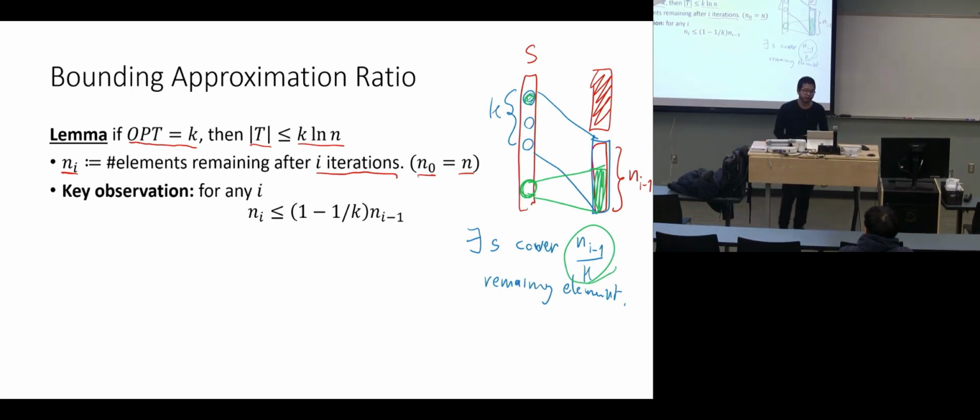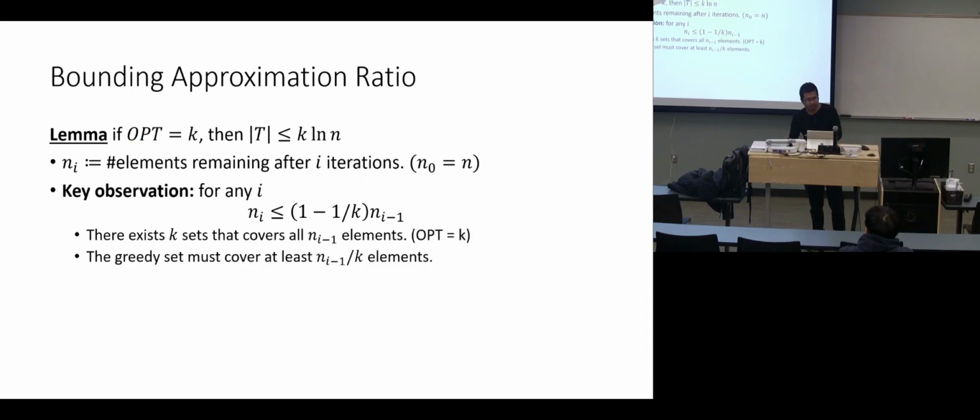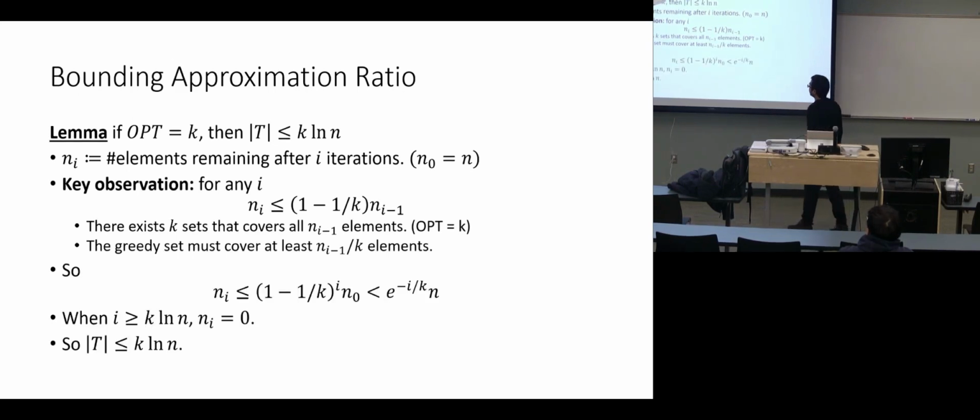Okay. Question about this? Okay, so we have this key observation. Given this key observation, because the number of remaining elements shrinks exponentially, in the ith iteration the number of remaining elements is (1 minus 1 over k) to the i times n0. n0 is just n, and this thing is less than e to the minus i over k.